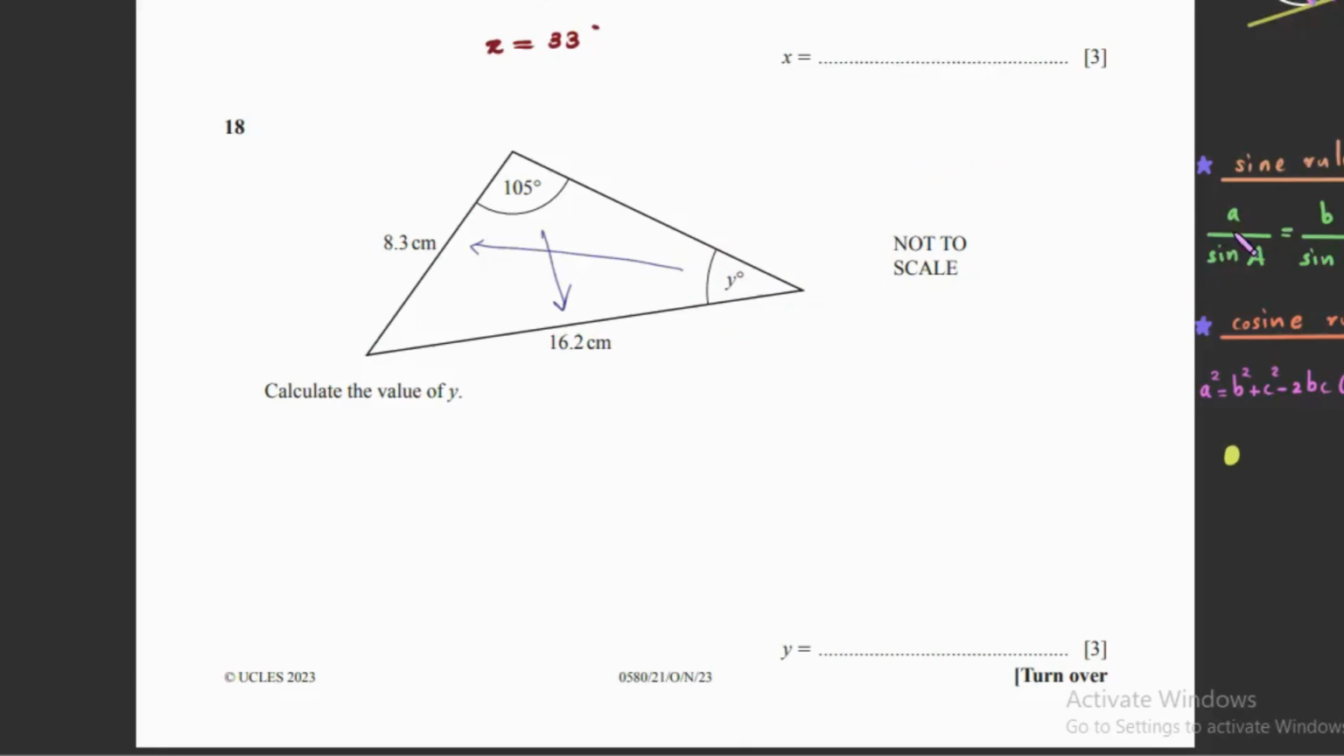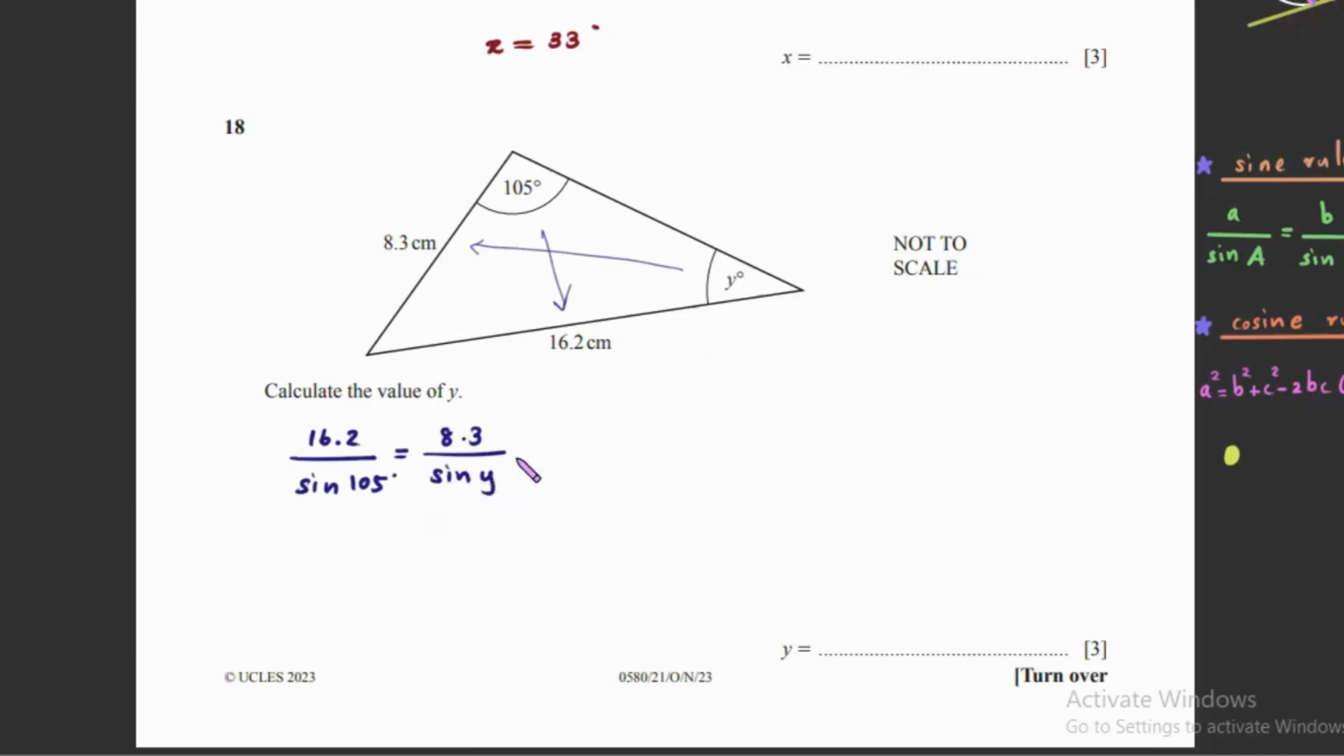So according to the sine rule, the side has to be written at the top and its corresponding angle is written at the bottom. I can also flip this, but there's no problem with that, it will still end up giving us the same answer. So I can write it as 16.2 over its sine angle, which is sine 105, which will be the same as 8.3, that side is known to us, over sine y.